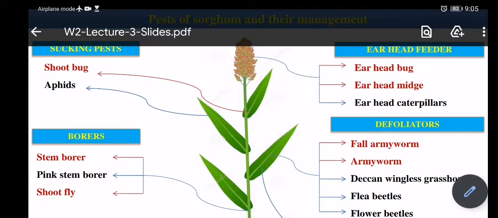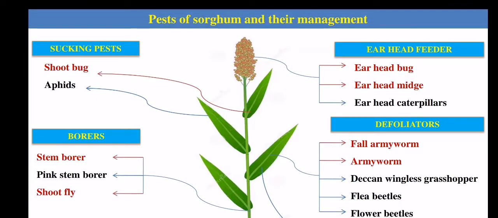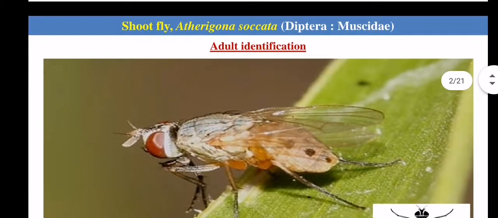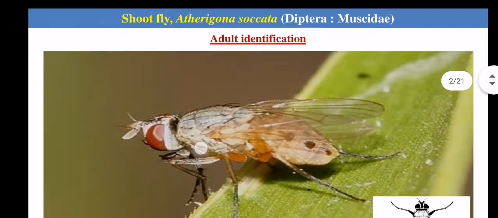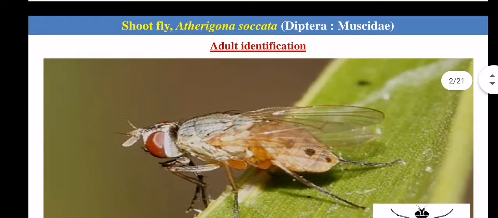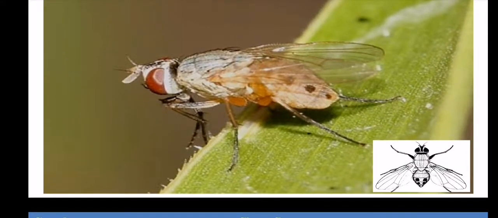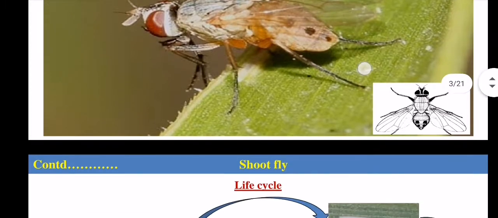Today we will discuss them one by one, and we will also discuss pest management with the different pest management strategies. So the first important pest of sorghum is shoot fly. Shoot fly belongs to the order Diptera, and you can see this picture, the adult identification of this pest. You can easily detect this pest on the sorghum plants or sorghum crop.